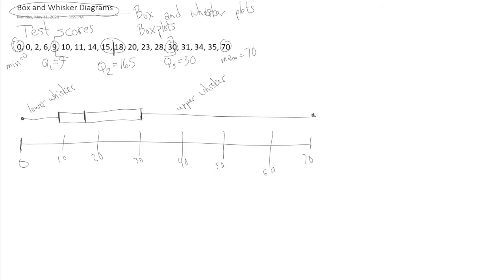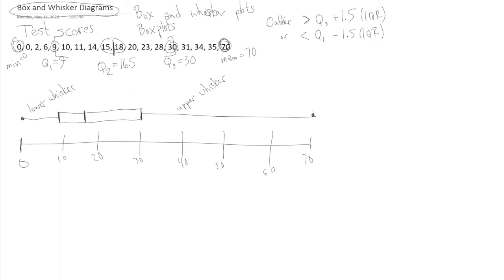But we can actually make it a bit more informative, because if you recall from last time, this 70 here was an outlier. If you recall, an outlier is greater than the third quartile plus 1.5 times the interquartile range, or less than the first quartile minus 1.5 times the interquartile range. So the 70 is way outside here.